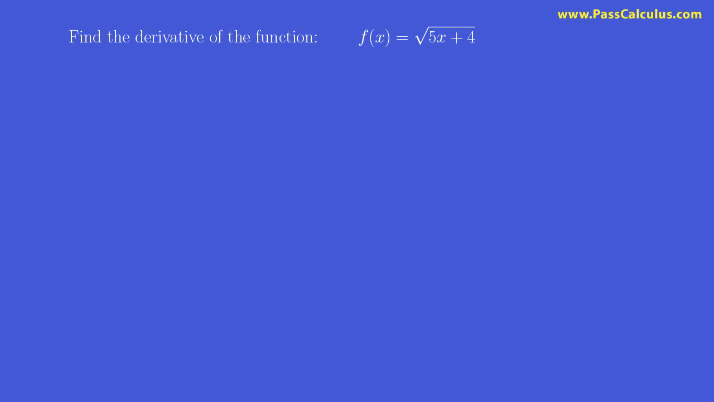This is going to be an easy problem for the chain rule. Let's take a look at it. Why don't we do it as follows? Why don't we first replace the square root by a power of a half? And now we're ready to go.